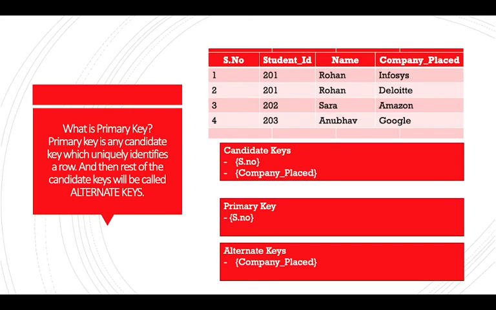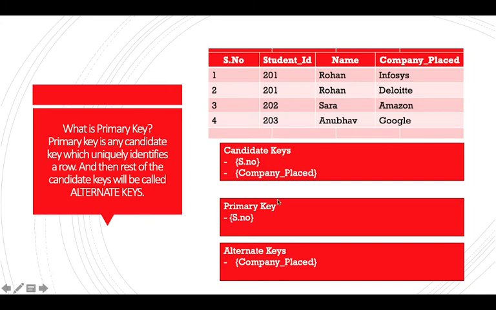Moving ahead, we have primary key. Now, primary key is a candidate key which uniquely identifies a row. It could be any candidate key, that is up to you. You can choose it. So, in the previous example you saw, we chose sign number and company placed as candidate keys. So, it is your choice. You can choose either sign number or company placed as your primary key, and the other key that is left will be called your alternate key, as simple as that.